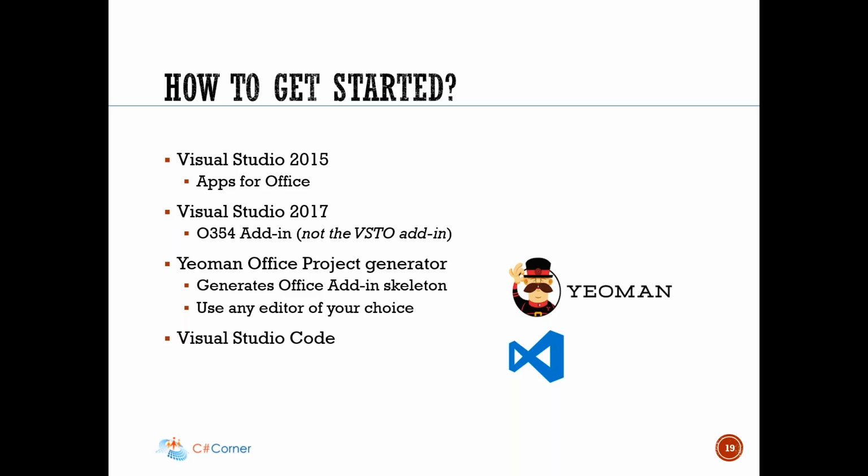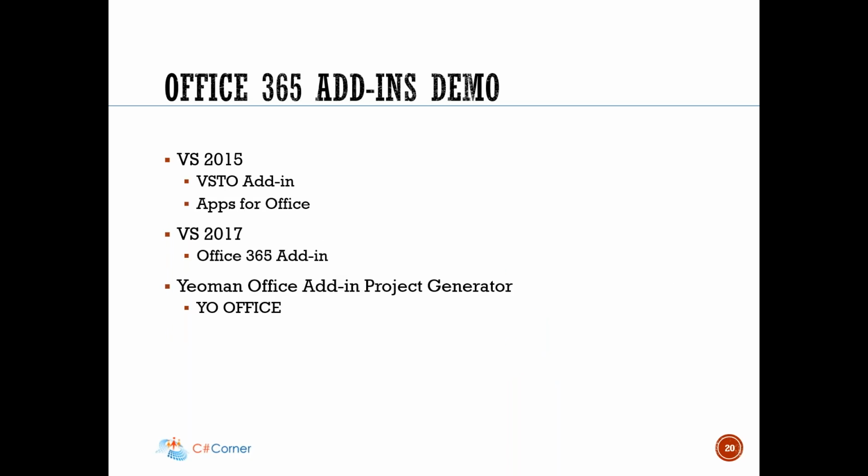Yeoman has the Office generator, which will generate the add-in skeleton for you, and then you can use any editor of your choice. You don't require anything apart from Notepad or some editor, because it is only plain text development. You can use Visual Studio Code, which is most widely used and most favorite among freelance developers. I'll show the demo of Yeoman and Visual Studio Code as well.